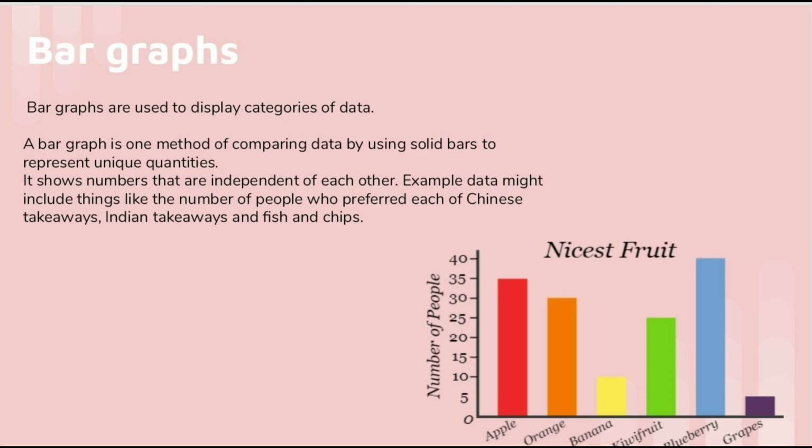So the number of people is on the x-axis, while the types of fruits are on the y-axis. So we can see 35 persons prefer apple, 30 orange, 10 banana, and we can read the graph and see for the rest of the fruits. Now, while reading this graph, we see how many people prefer a certain type of fruit. So it's representing the data that was collected.